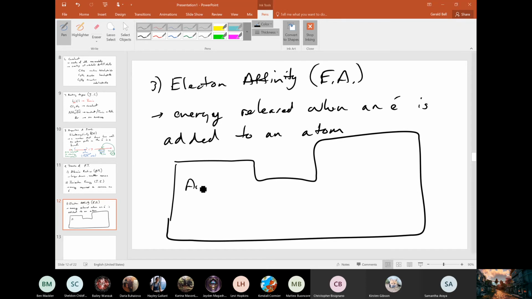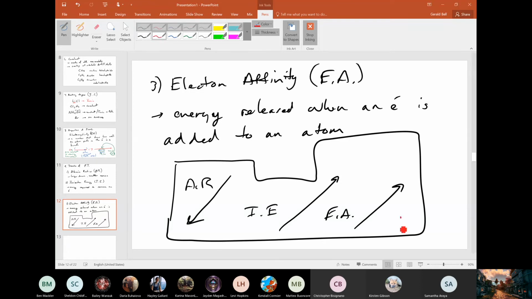So our atomic radius increases that way. And the other two increase this way. And electronegativity actually increases that way too. So I guess it's our fourth trend. It tends to increase up in that direction as well. But you can look that one up on the periodic table.